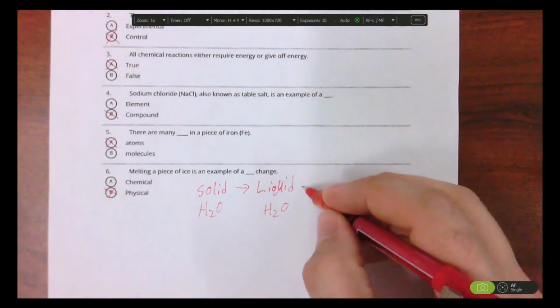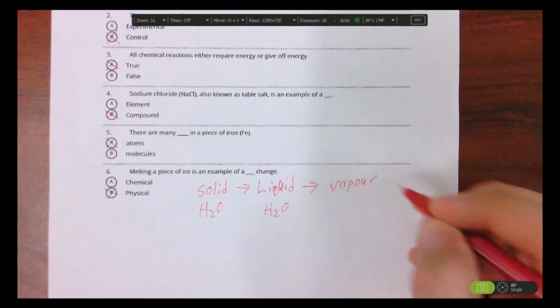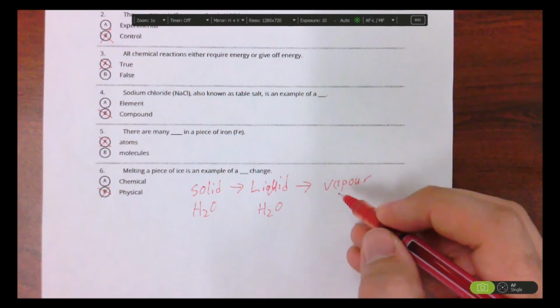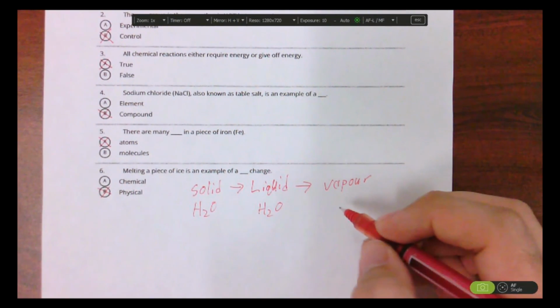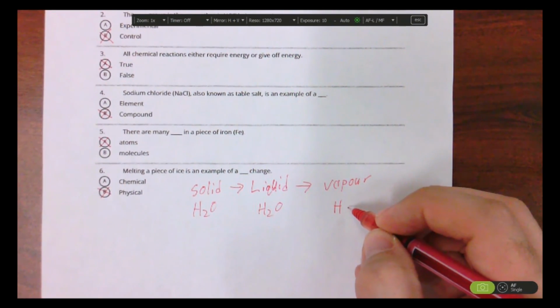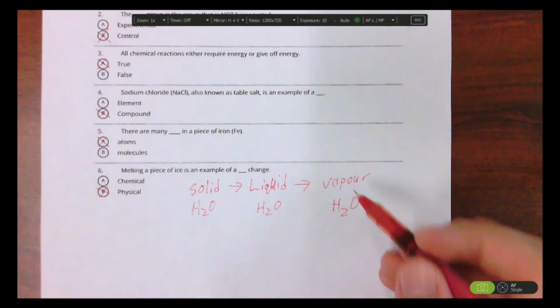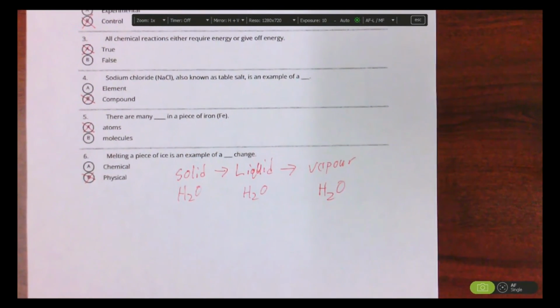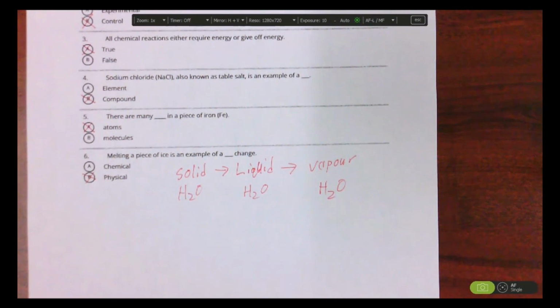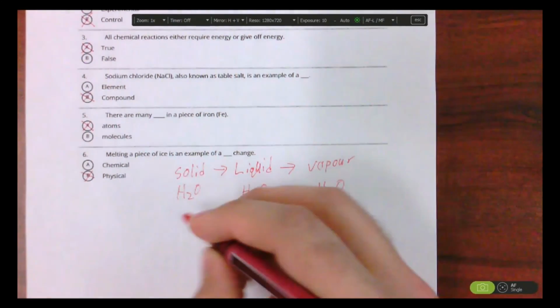No. In fact, if you kept boiling it into vapor, it'd still be H2O. And this is a good point to bring up because there are going to be some test questions based around this. What happens when you boil water? You still have water. It's just in a gas state. Gas, liquid, and obviously solid.